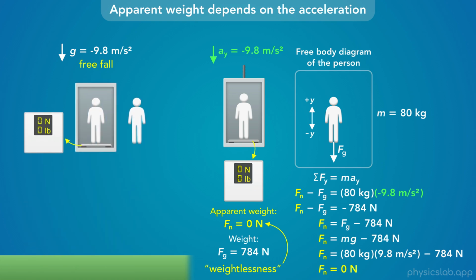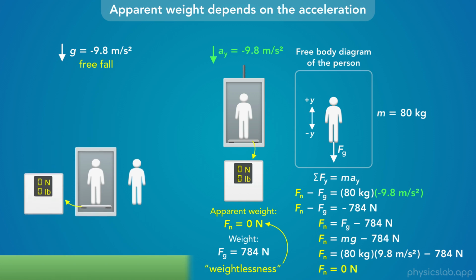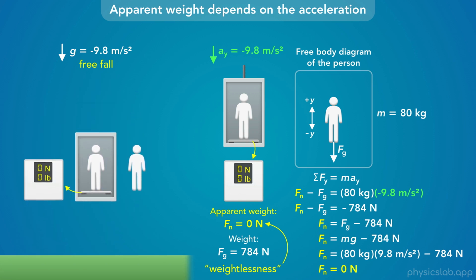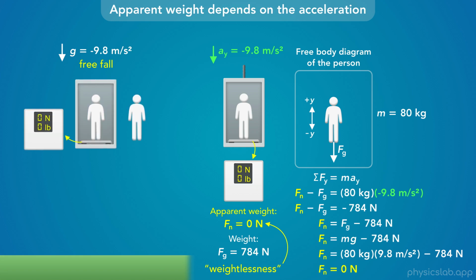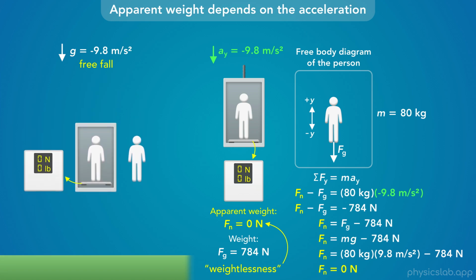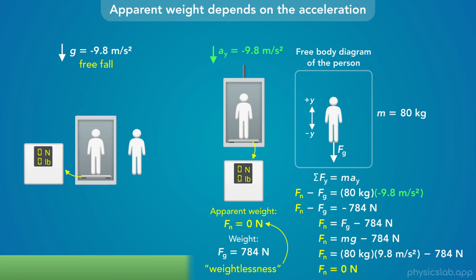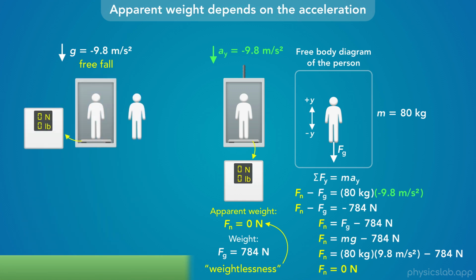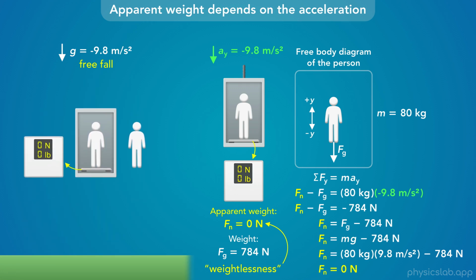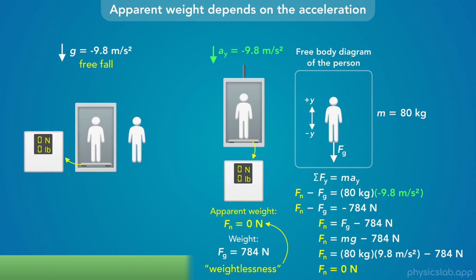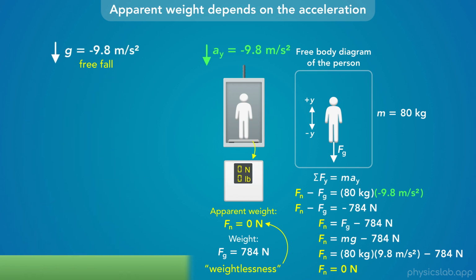All objects in free fall accelerate downwards at 9.8 meters per second squared, so the elevator, the person, and the scale all accelerate together, so there are no normal forces or contact forces between them, and the scale would read 0 newtons. The only force acting on the person is the gravitational force, so they feel weightless. But this is only true if their acceleration is equal to g.